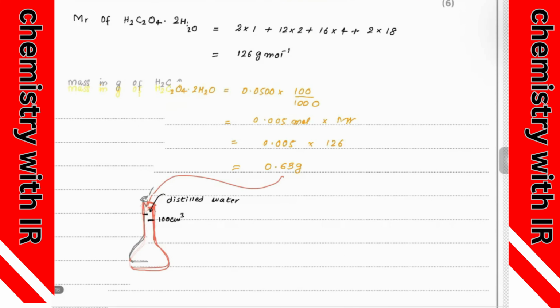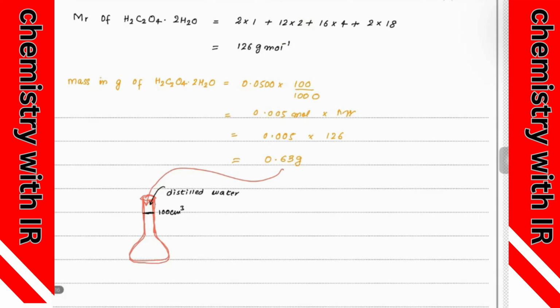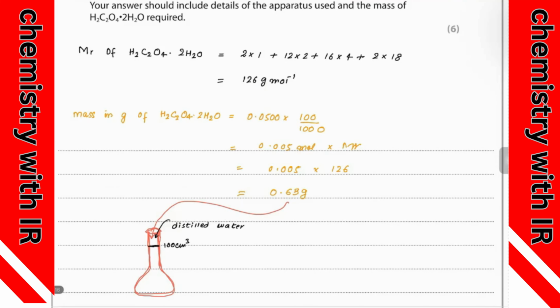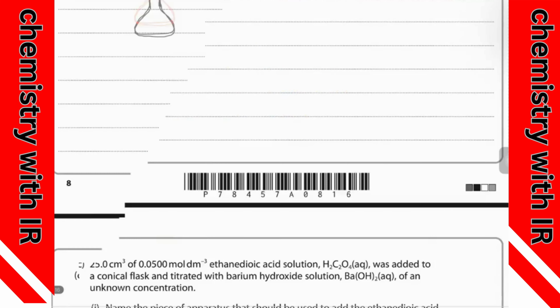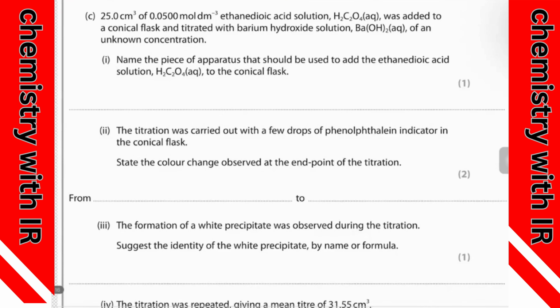So it's worth 6 marks. You have to write it down in a proper manner, in detail. First of all, you have to weigh this much amount through the weighing balance and then add this gram to the volumetric flask, add a few drops of distilled water, then shake it, then mix it, and then furthermore add distilled water up to the mark, that is 100 centimeter cube. So your solution is ready. In this manner, we can make a solution.